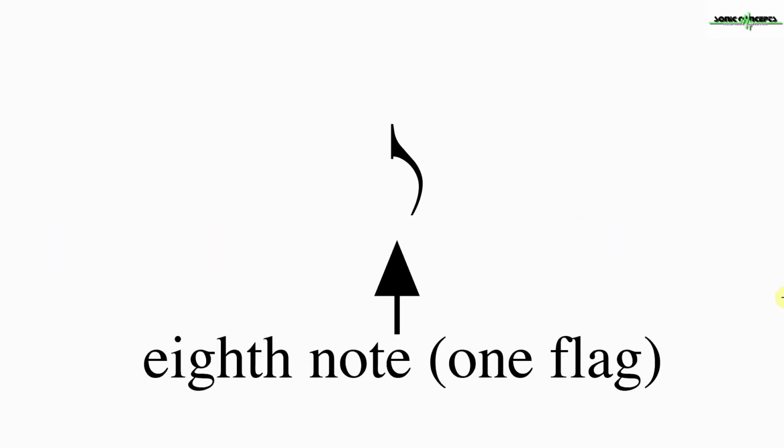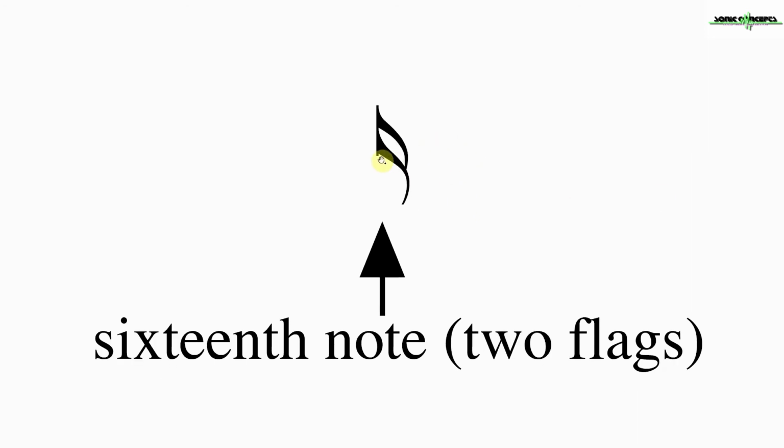As discussed in a previous episode, flags are the little tails that are added to eighth or 16th notes to identify them from quarter, half, or whole notes. One flag identifies an eighth note, while two flags identify a 16th note.